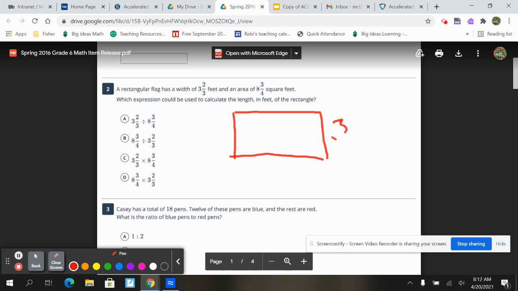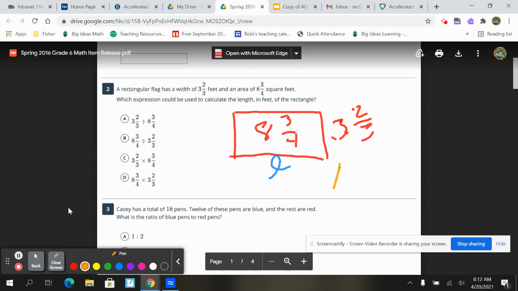The width is 3 2/3. The area is 8 3/4. What are you missing? You're missing the length. Okay. So what do you need to know? See, look again here. They're not asking you to solve for the length, right? They're not asking you. Here's another division problem. Here we go. Question 2 is a division problem.